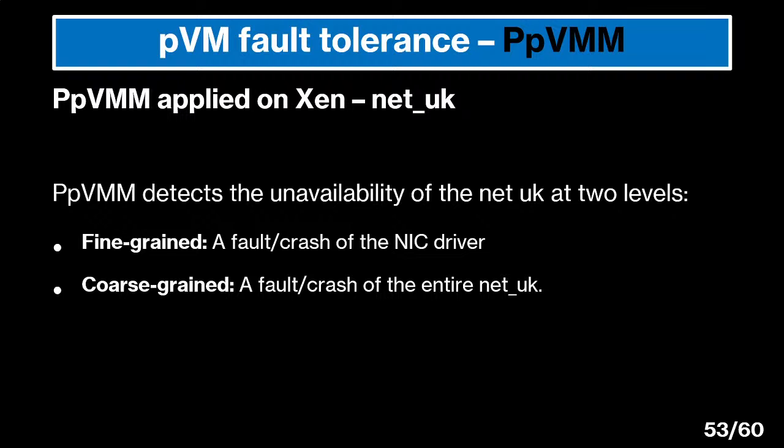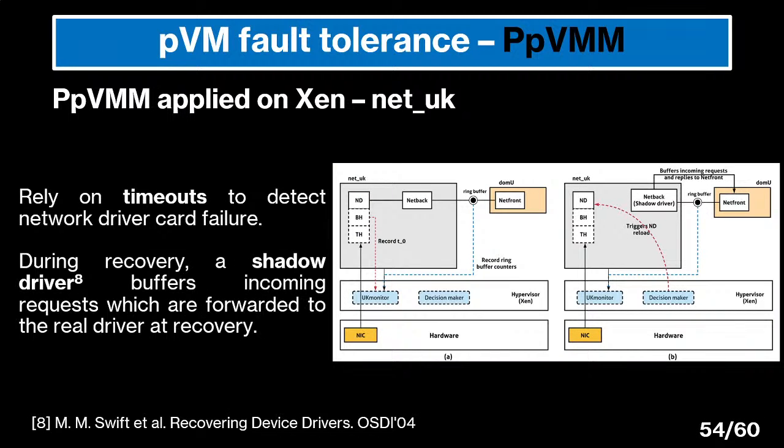Either the entire NetUK has undergone the problem, or since the network driver is generally a faulty component, it can be the network driver that undergoes a fault. So to detect this, we rely on timeouts and combine the technique with an existing technique known as shadow driver. Concretely, when the network driver starts its processing, which is divided into two parts, the top half and the bottom half.